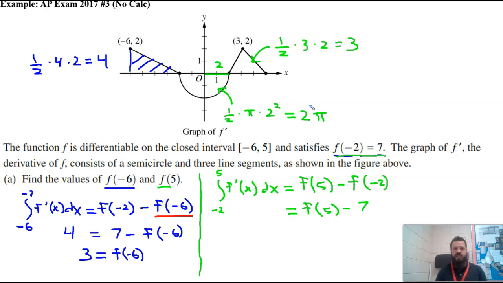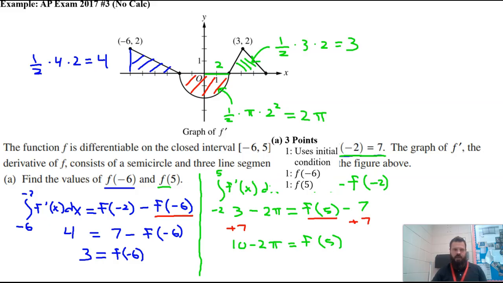All right, now the way I'll write this then is I'm going to say that that 3 is positive, because it is an area above the x-axis. But then we're going to go minus the 2 pi, because remember, the way we'll evaluate integrals is anything that's below the x-axis we'll interpret as a negative area. All right, so here's our equation to solve for the f of 5. Basically just add 7 to both sides, and that's going to leave us with a 10 minus 2 pi is what my f of 5 is equal to for this one.